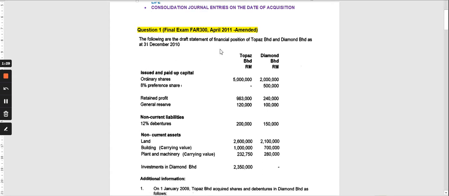So here you have the draft financial statements of Topaz and Diamond as at 31st of December 2010. So 31st of December 2010 is actually the reporting date, and you need to be able to identify the reporting date. Then you have the information here: issued and paid up capital, preference shares. So I want you to focus on the subsidiary's column.